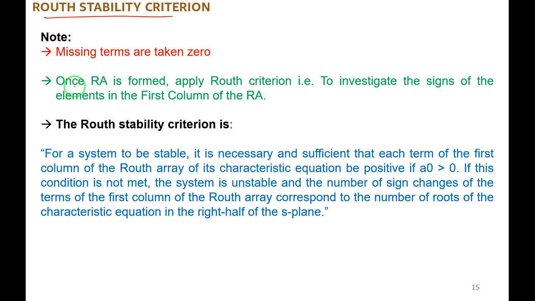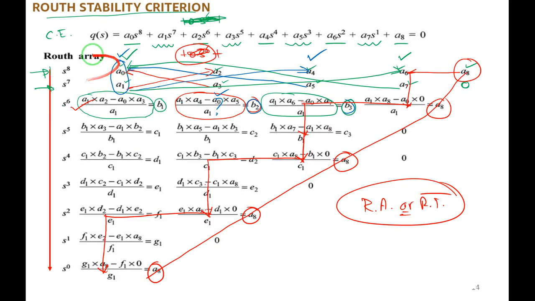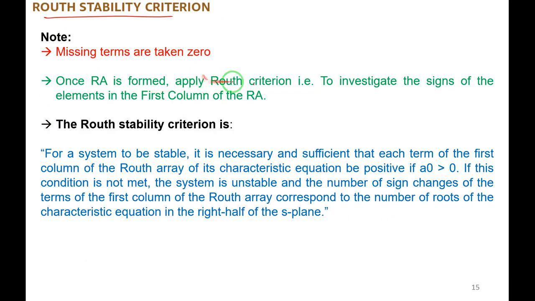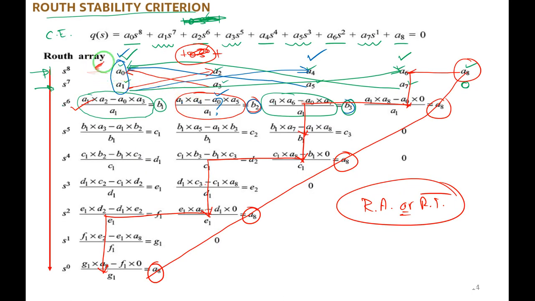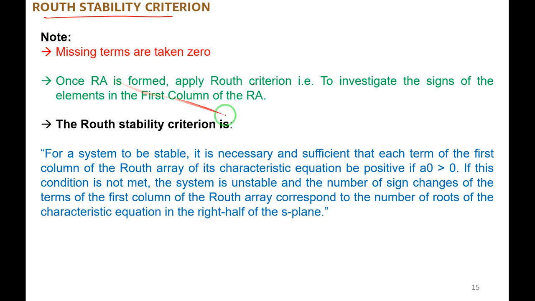Yes, it is. I hope it is clear how to form the Routh array or Routh table. Then to apply the Routh criteria means to investigate the signs of the elements in the first column of the Routh array. We have to observe only the first column elements of the Routh array. This is the first column, I am just circling it.